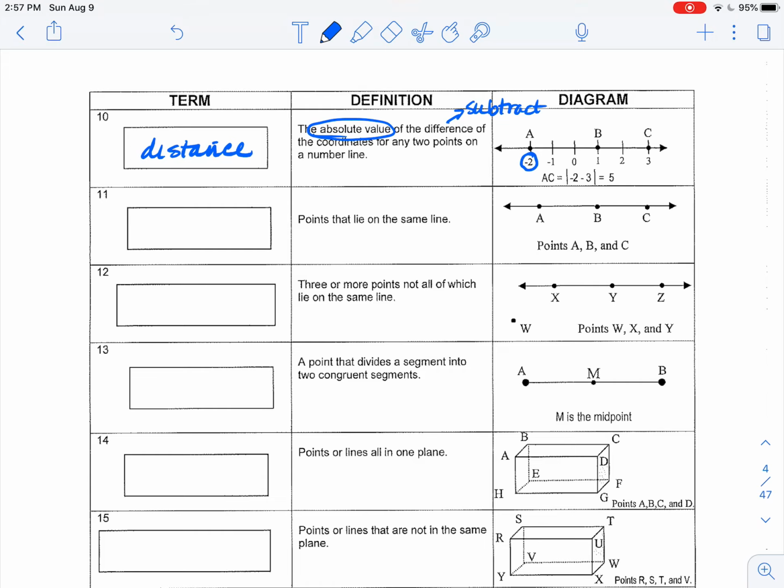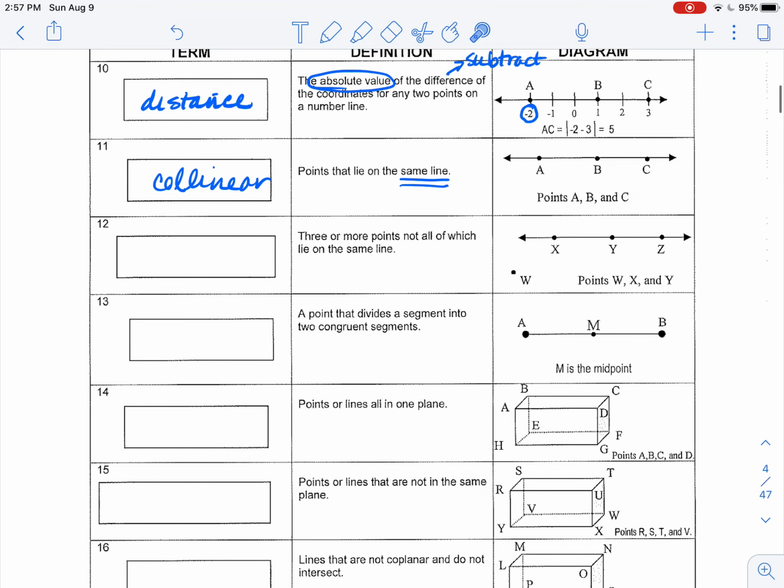Number 11, points that lie on the same line. If we are on the same line, we are collinear. And you know what? I made a mistake here. It's all one word. Collinear. So points A, B, and C are collinear because they are on the same line.